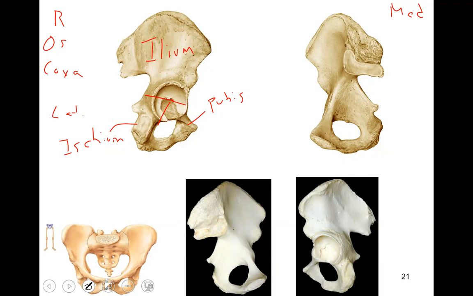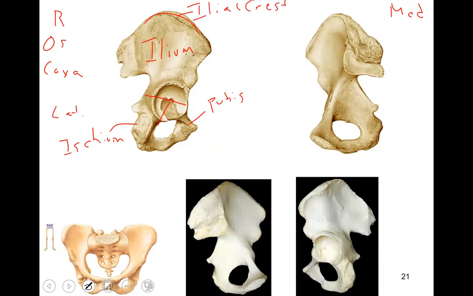Let's talk about some of the specific structures within each of these different bones. First of all, if you put your hands on your hips, you feel this ridge up here. This is called the iliac crest. Remember, a crest is kind of like a ridge.